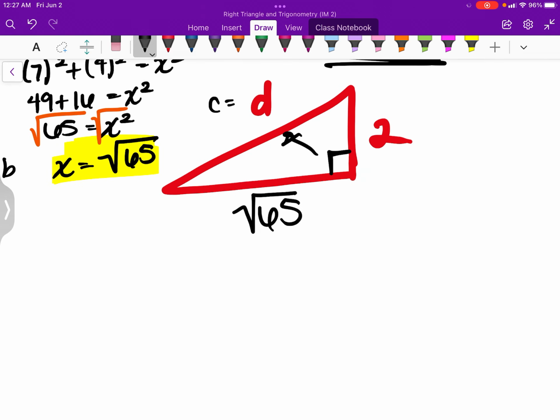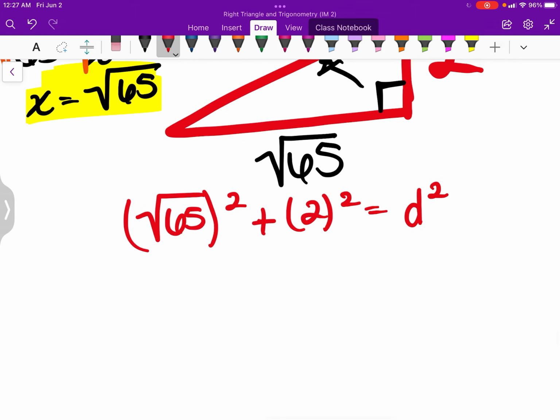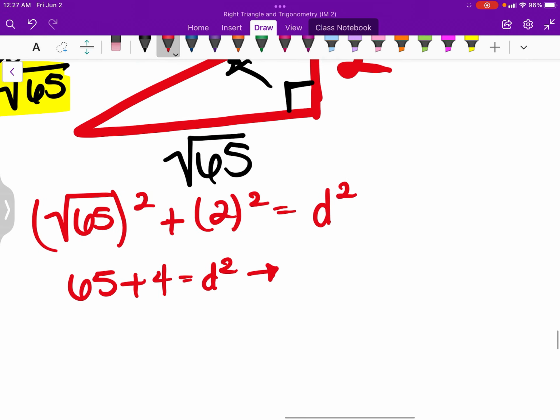So let's go ahead and use the Pythagorean theorem here. So I have the square root of 65 squared, because that's representing A, plus 2 squared, which is B, equals D squared. Now, the square root of 65 squared actually cancels out, and we're just left with 65, plus 2 squared is 4. So that's going to give us D squared, which in this case gives us 69 as D squared.